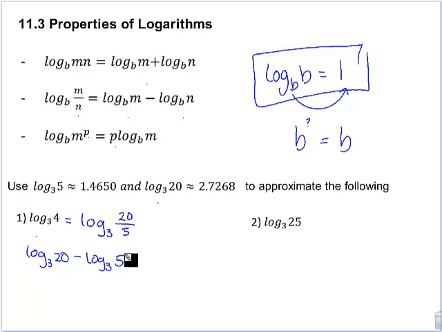So instead of writing log base 3 of 20, we would say, okay, that's 2.7268. And then we would subtract off our 1.4650. It's the same thing that's up there, 2.7268, and we'd subtract off our 1.4650.